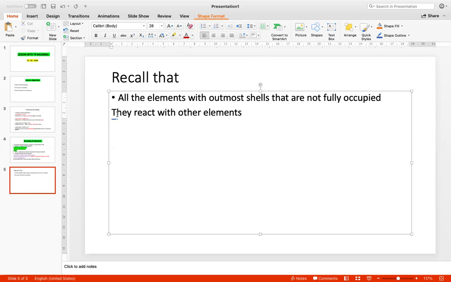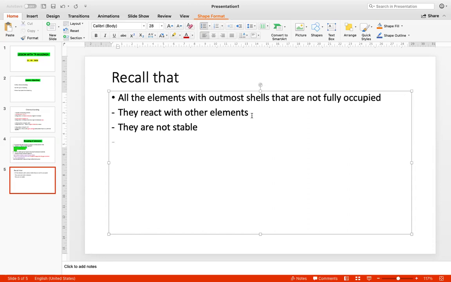That's one thing you need to remember. Why do they react with other elements? Because they are not stable. So stability of atoms depends, one of the ways is that they depend on the number of electrons in the outermost shells.